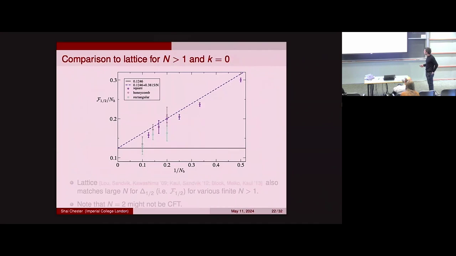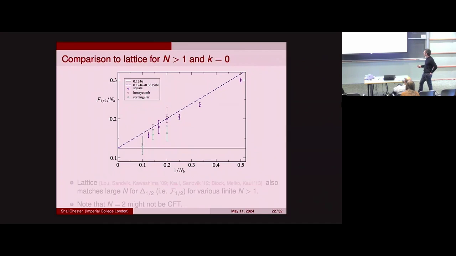In fact, in Subir's original paper, they compared their answers for this large flavor expansion not just to the n equals 1 case, which is particle vortex, but to larger values of n, for which other lattice simulations have been done. And lo and behold, their large flavor expansion answer matched pretty well for all the values of n that they looked at.